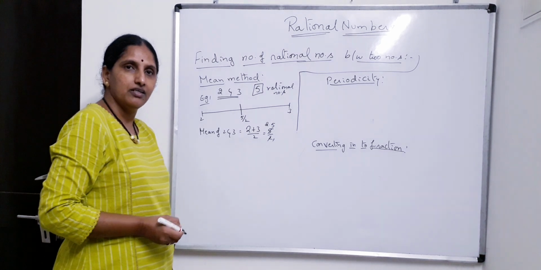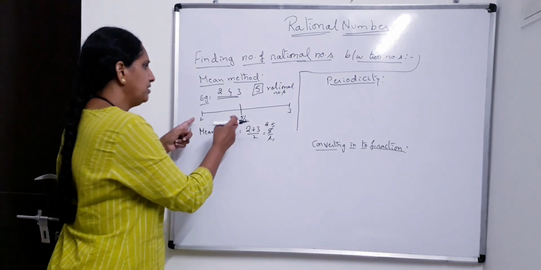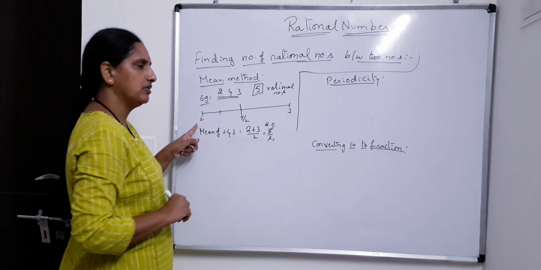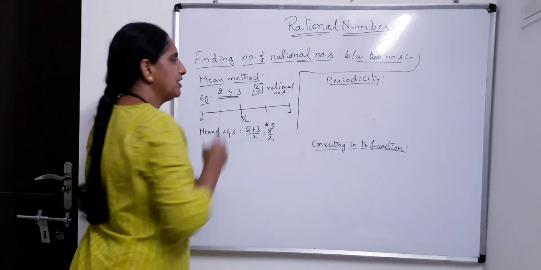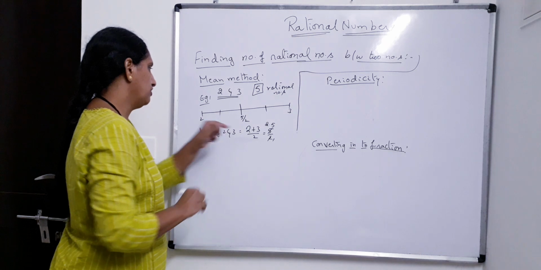Got it? Now the next rational number. Now find the mean between these two. You will get somewhere here. And now find the mean between these two. You will get somewhere here. Shall we find it out? So now see.